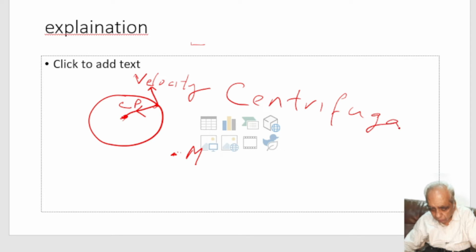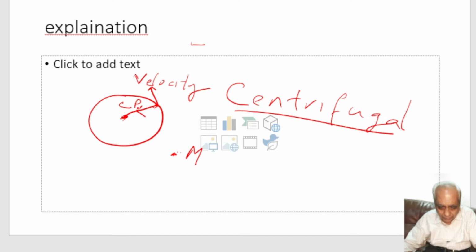Centrifugal force. I had explained centripetal force, that is the force acting towards the center. Now let us try to understand what is centrifugal force. This is very important. Now you see, a stone is being rotated in a circle by a thread. Tension in the thread is providing the necessary centripetal force.